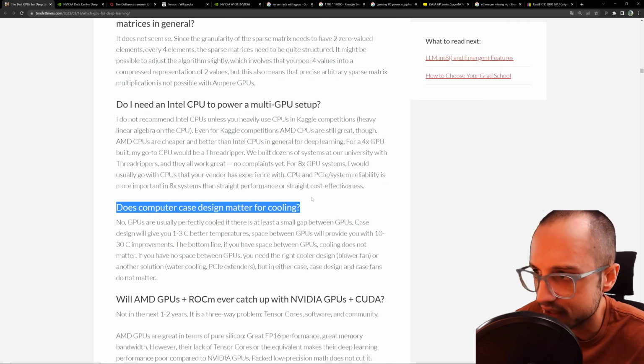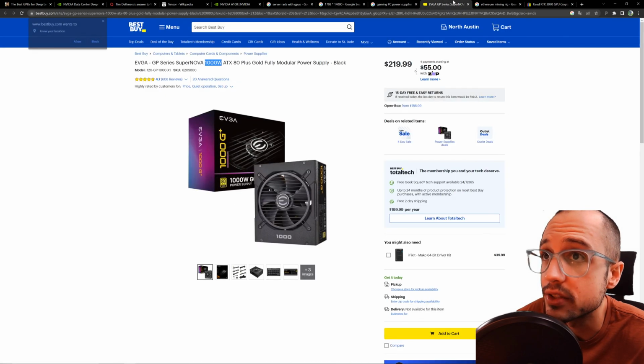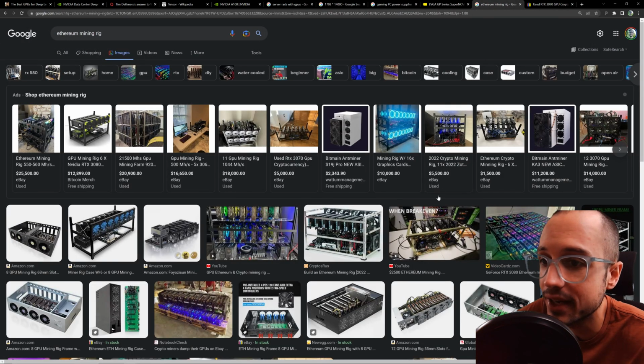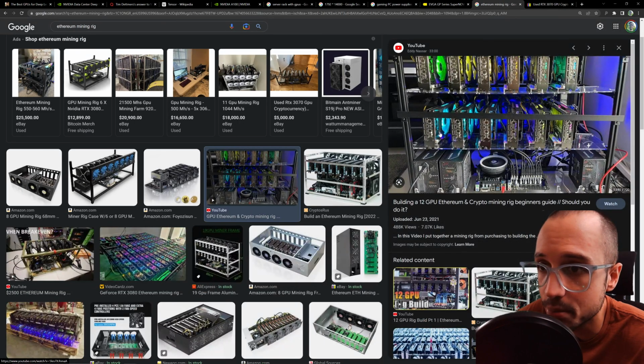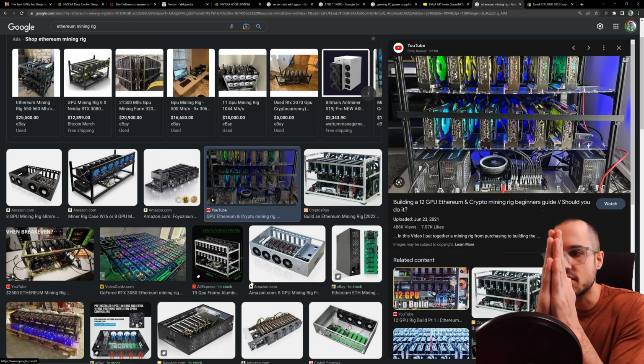Does computer case design matter for cooling? No. GPUs are usually perfectly cooled if there is at least a small gap between the GPUs. Right, so we look at our Ethereum mining rig, right? That's probably more than enough gap that you need. Basically, you don't want the GPUs right on top of each other where the fans aren't pulling anything.